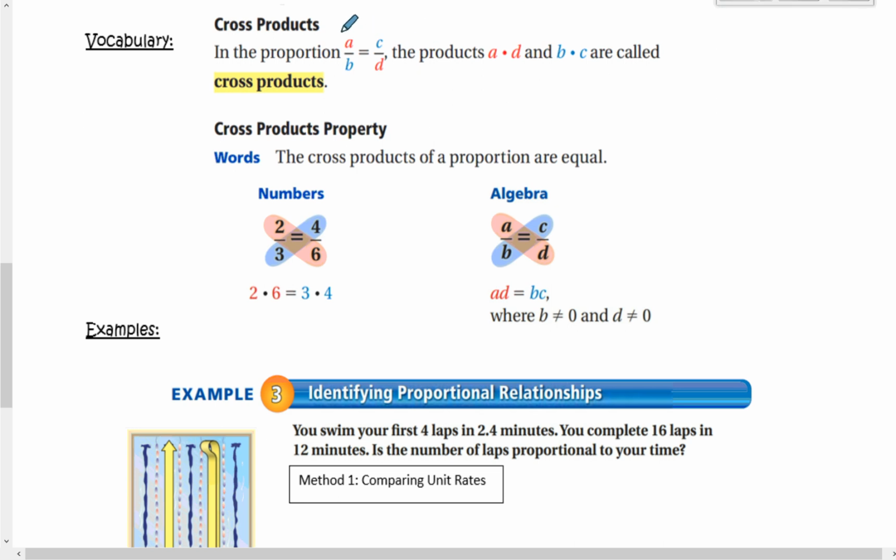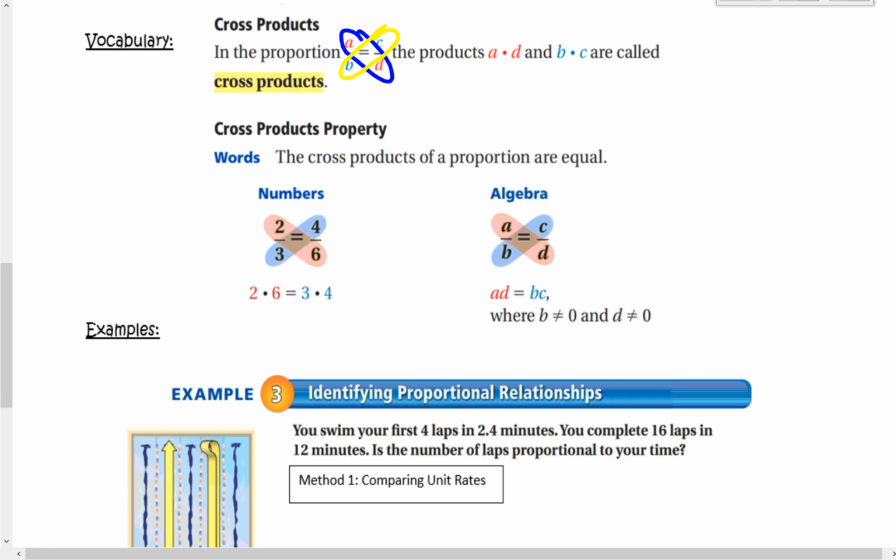Products A and D are cross products, and B and C are also cross products. They're called cross products because they are across from each other in that proportion. Do we see that? So the cross products of a proportion are equal.